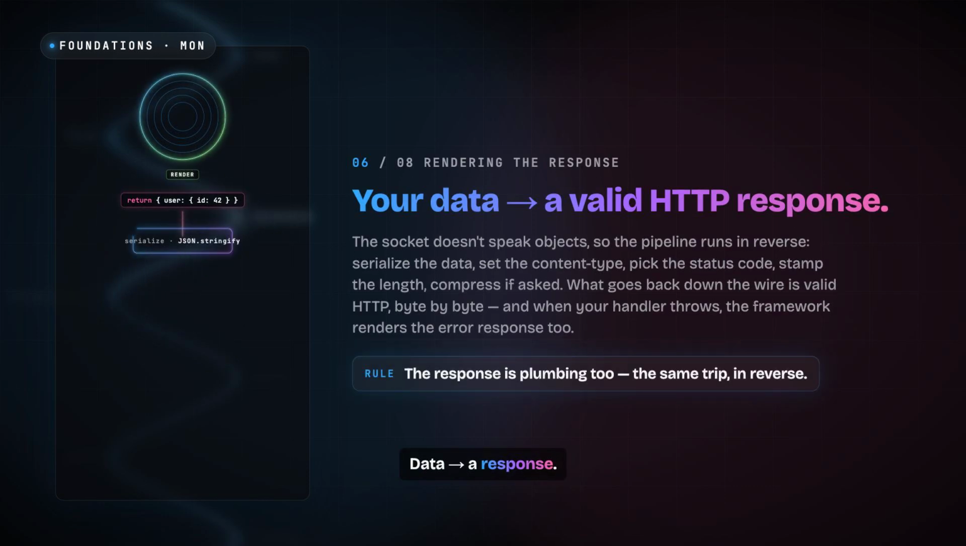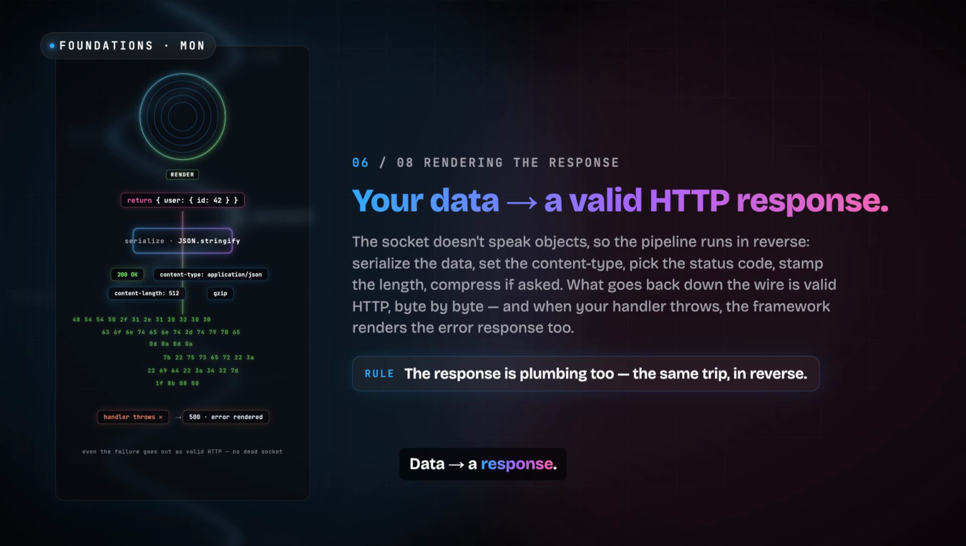Your handler returned an object. But the socket doesn't speak objects, so the pipeline now runs in reverse. Rendering. The framework serializes your data to JSON or HTML, sets the content type, picks the status code, stamps the content length, applies compression if the client asked for it, and writes valid HTTP back down the wire, byte by byte. Return a value from a handler, and all of that just happens.